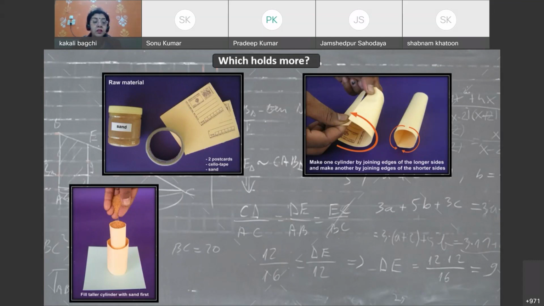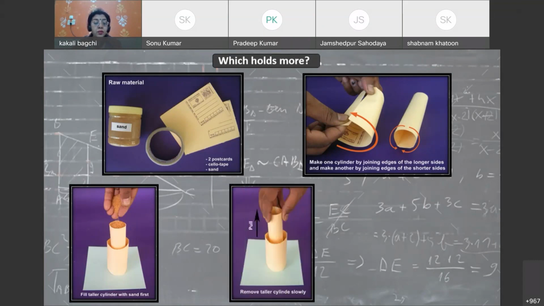Put the thinner cylinder inside the thicker one and fill it up with sand. Now ask the students to pull out the thinner cylinder.